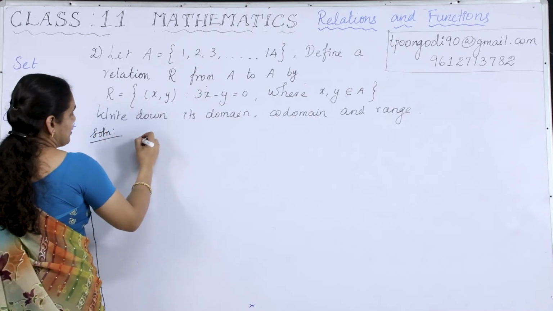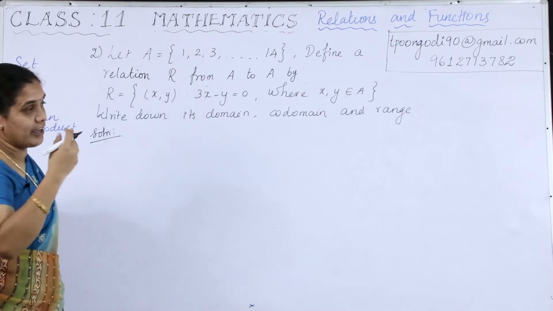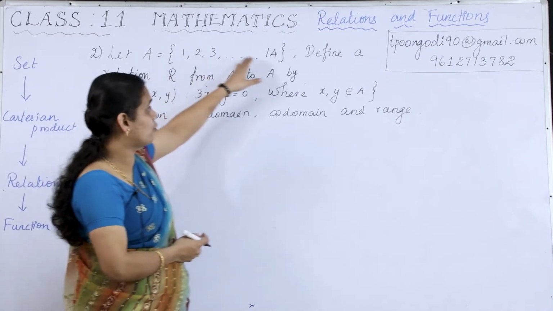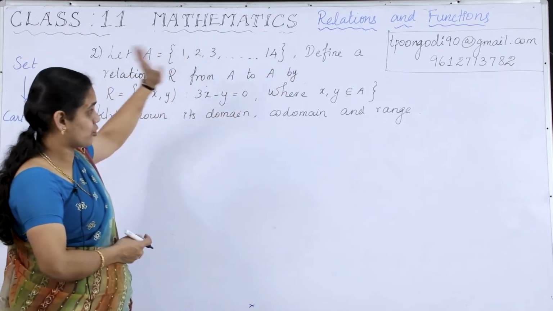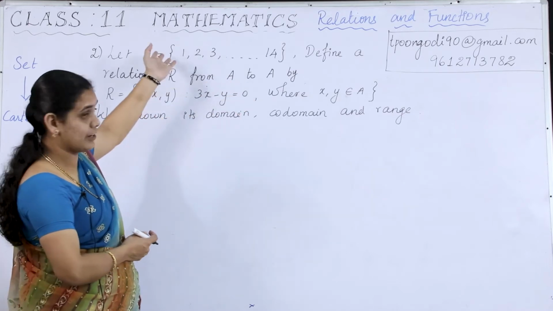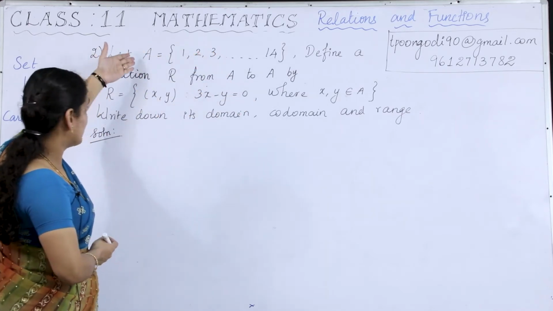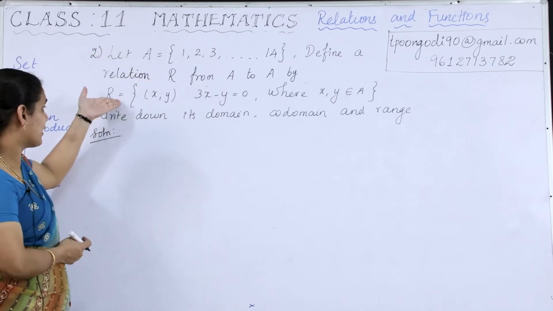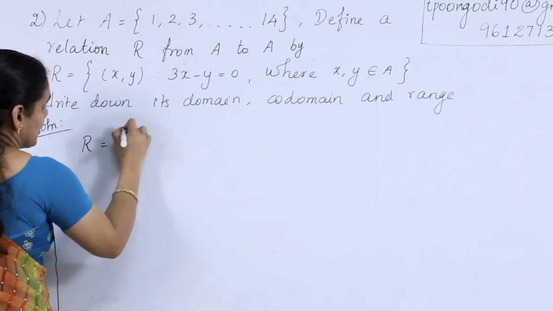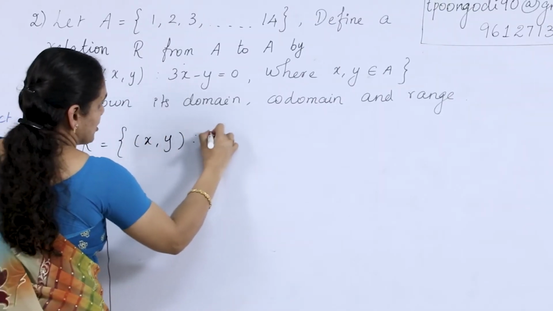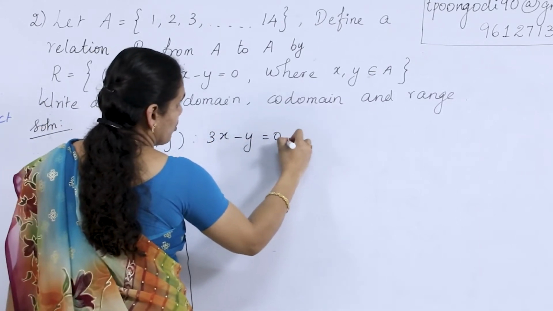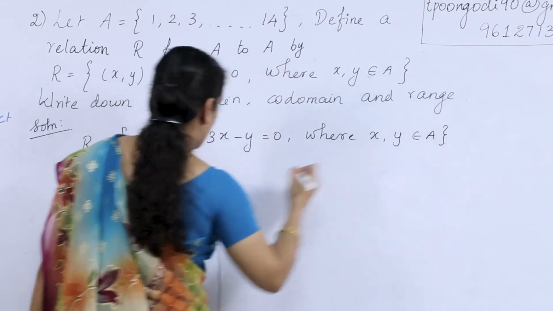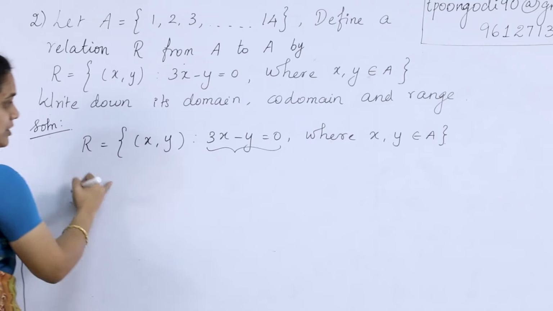What elements can come in? If you want to write A × A and then find the relation, it's okay. But just imagine we have 14 elements in set A, and if you make the cross product 14 with 14, you will get 200 and something, so you will get a large number of ordered pairs. In that case, it consumes a lot of time. So you can directly go with R, writing R as the set of all (x, y) such that 3x − y = 0, where x, y belong to A, which satisfies this relation. Only those we will take.